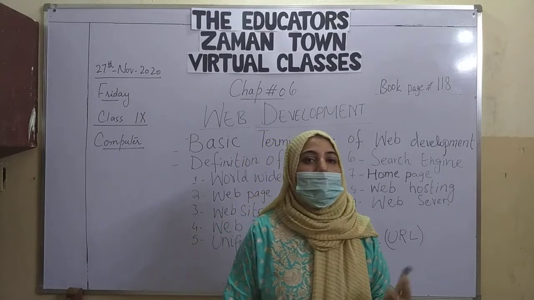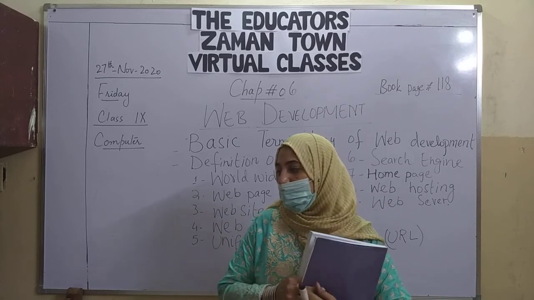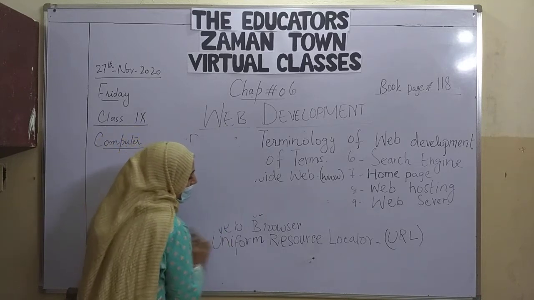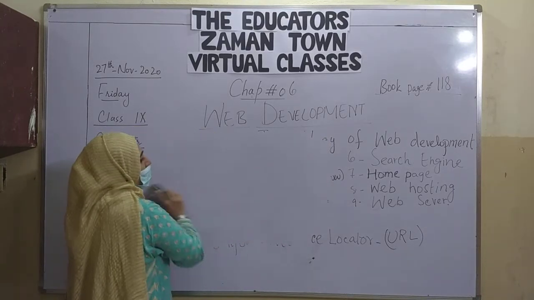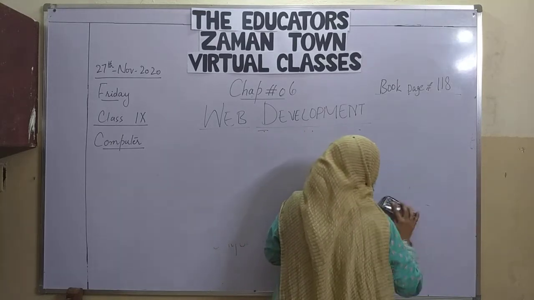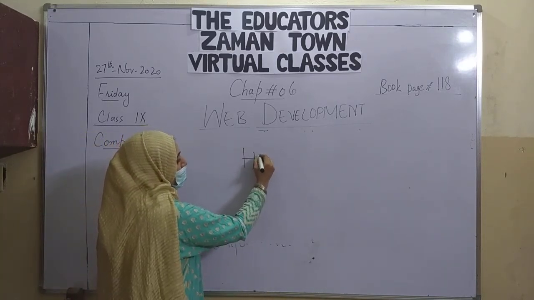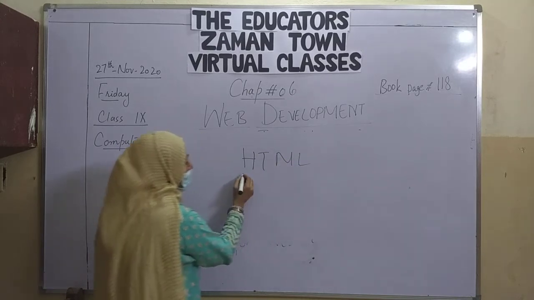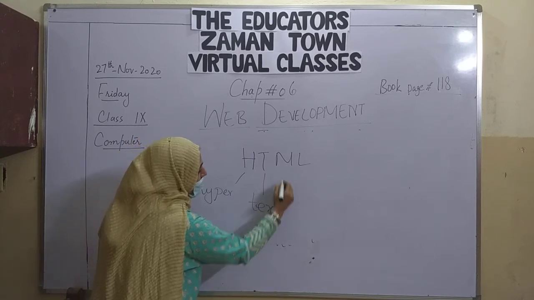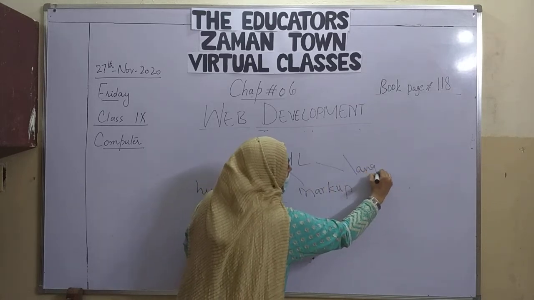Now we discuss web pages. So how can we write a web page? The language which we use for web development is HTML. HTML is the language which is used to develop the web page. What is the full form of HTML? Hypertext Markup Language.